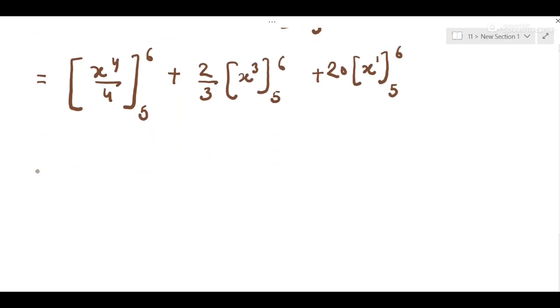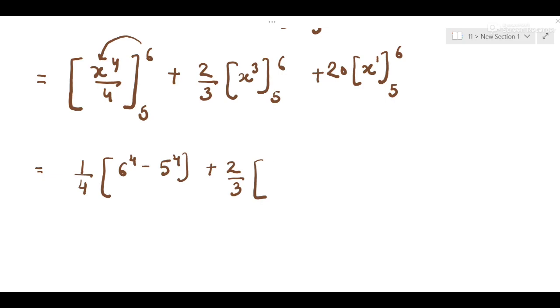Now you can substitute the limits. 1 by 4 outside. In place of x you will put the upper limit and then the lower limit. So 6 to the power 4 minus 5 to the power 4. Similarly 2 by 3 as it is. In place of x you will put the upper limit, then the lower limit. Similarly 20, then in place of x upper limit minus lower limit. Now you can do the mathematics on your own and the answer can be reported. So basics we know.